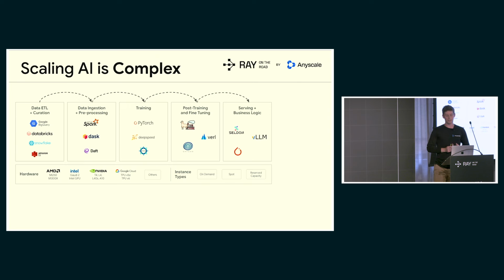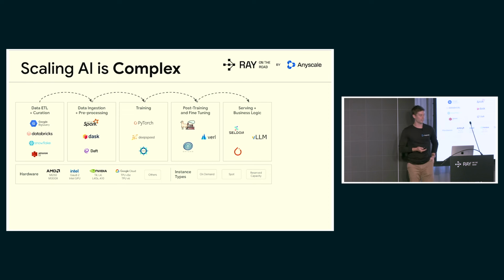And the reason why it's so hard to get good utilization and get to production quickly is because AI is not just one clean use case in a box. It often requires stitching together many different parts of the workflow and different libraries, going all the way from data ETL and curation to online and offline inference.